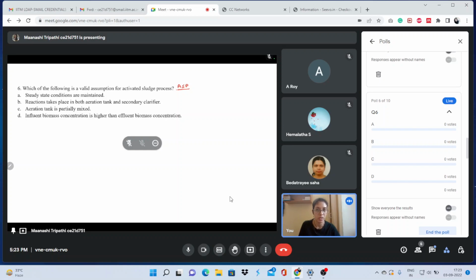Okay. So this is the question. Which of the following is a valid assumption? When we design an ASP process, or activated sludge process, we assume a few things. We assume a few conditions to make the calculations and design simpler. These assumptions may not be true, but we assume them to make the design simpler. So what is the valid assumption here?